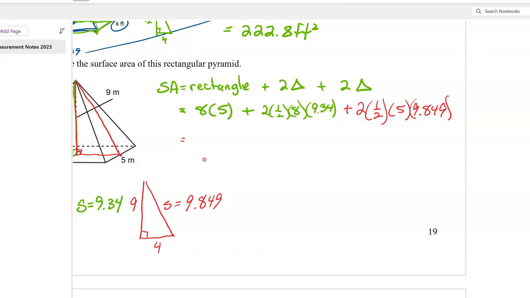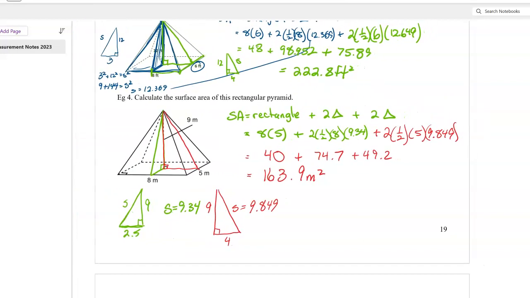Okay, and if I add that all up, I think I get 40 plus 74.7. I'm already going to round off here a little bit. And you end up with 163.9 meters squared. All right, that's probably the hardest lesson of this unit. If you can figure that out, my advice again is look at the different faces, try to draw, even if you have to draw out, like in this shape, a rectangle and a bunch of triangles, and find the area of each one. I think that's the best way to do this.